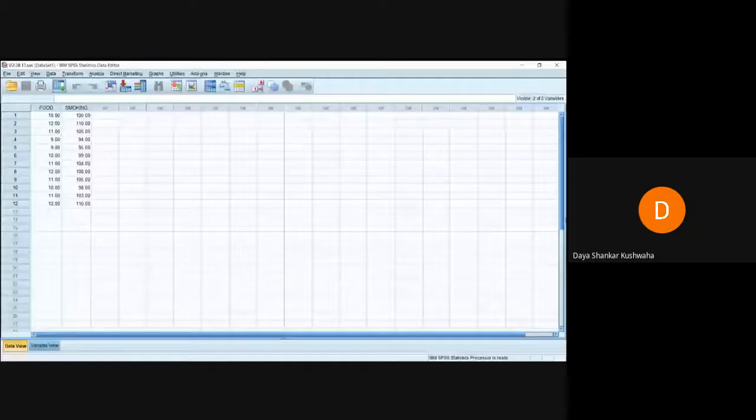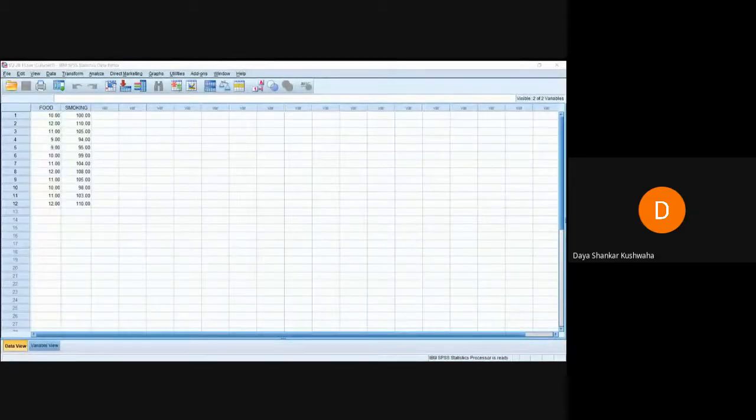Punam Devnath, you can join with the group number 14. Okay. Is the screen visible? Yes, sir. Okay, just 1 minute.